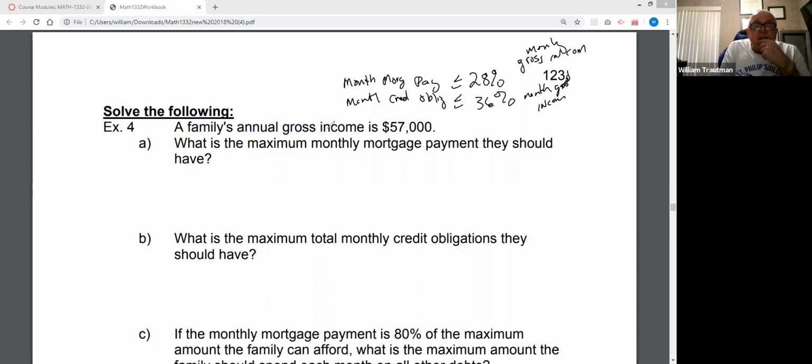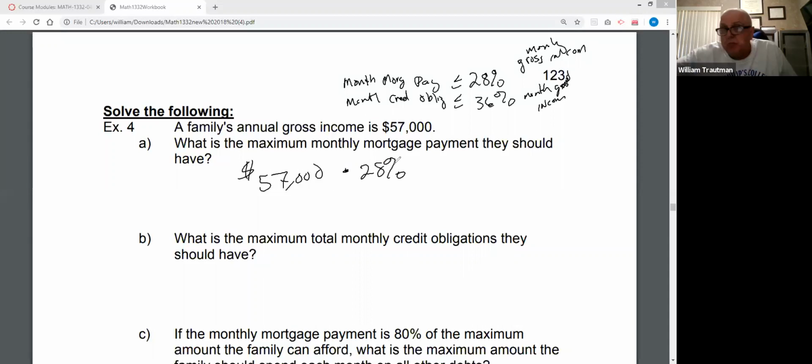So a family's annual gross income is $57,000. So let's say you make $57,000. What is your maximum monthly payment you should have? The monthly mortgage payment should be less than or equal to 28%. So if you just multiply this by 28%, it can tell you what your maximum payment should be on a house. Or you can't go over that, or a bank won't give you money. 57,000 times 28%.